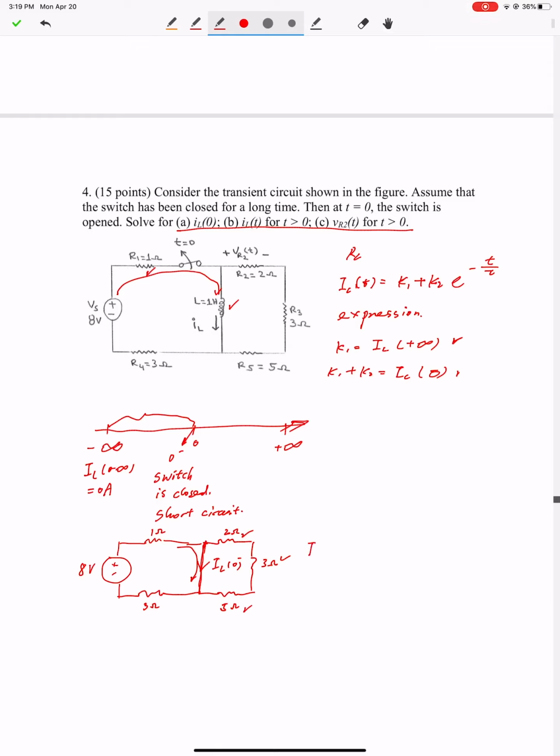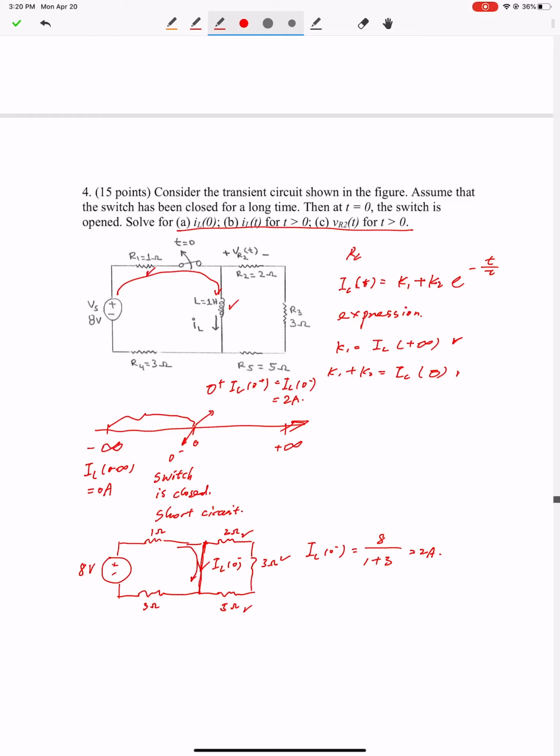Alright, so IL 0 minus can be easily calculated, which equals 8 divided by 1 plus 3, which equals 2 amp, right? And after you have this value, we can find IL 0 plus easily, because the current on an inductor cannot change rapidly. So IL at t equals 0 plus equals IL at t equals 0 minus, which equals 2 amp.